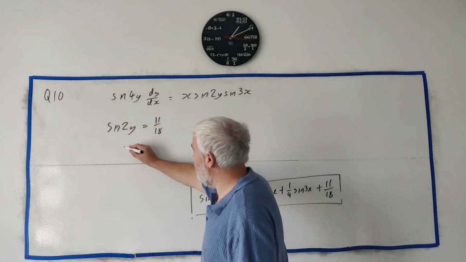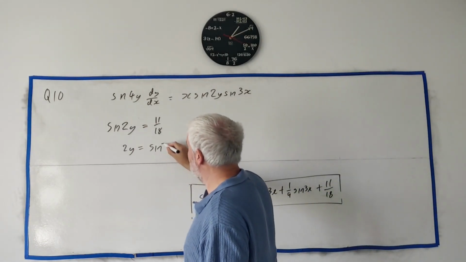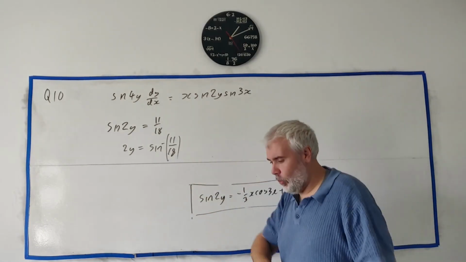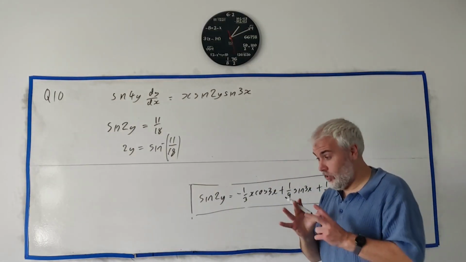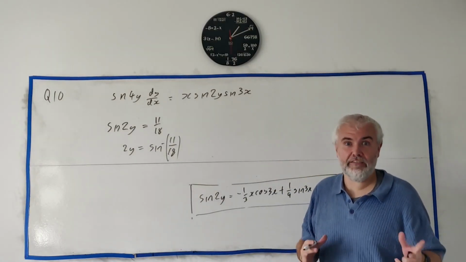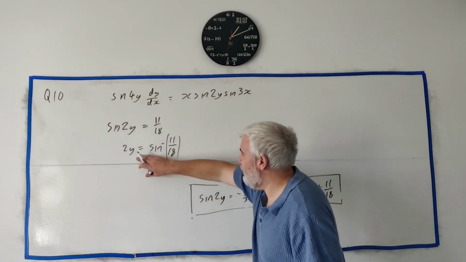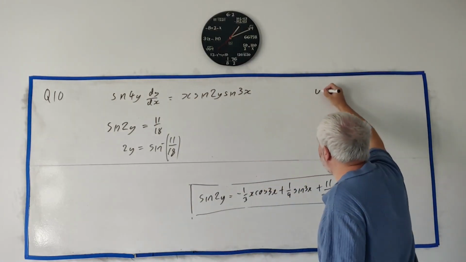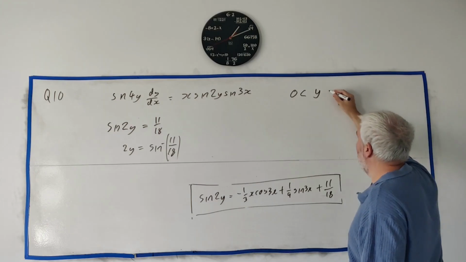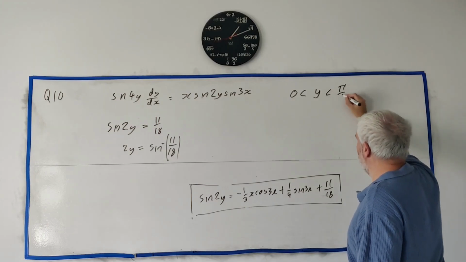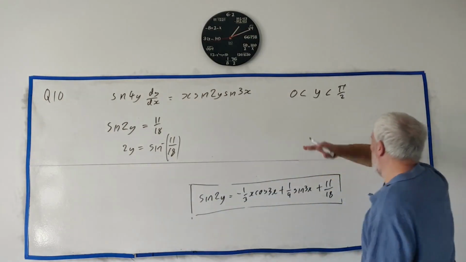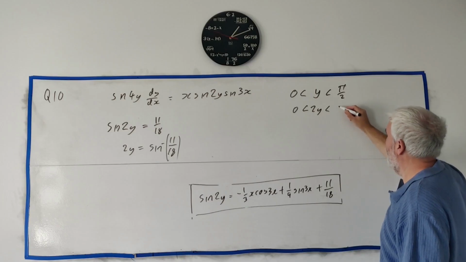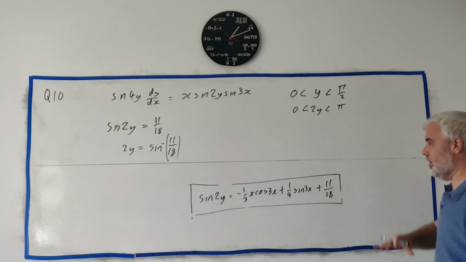Find out what y is. We have 2y is equal to the inverse sine of 11 over 18. But let me stop you there. This will give you an answer, of course. But remember, your calculator is stupid. It'll only give you one answer, and it might not even be the right answer. Whenever you do this inverse sine or inverse cosine, I want you to think about the question. They told you the answer has to be between 0 and pi over 2. This is 2y though. So one way to do it would be to realise that 2y has to be between 0 and pi. That's one way.